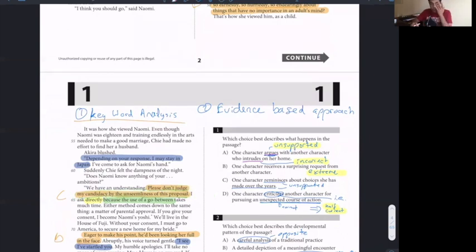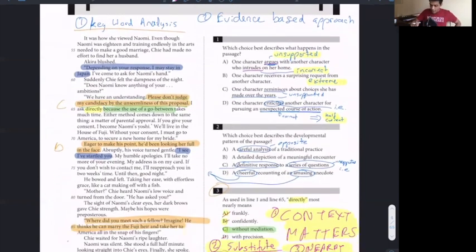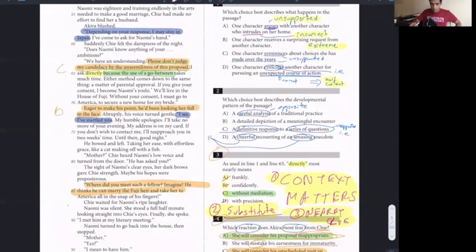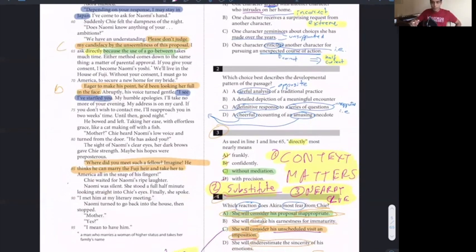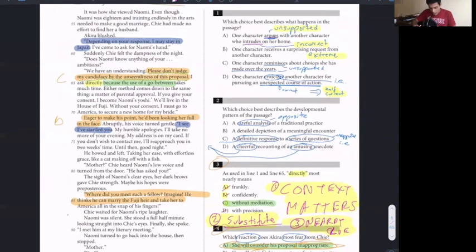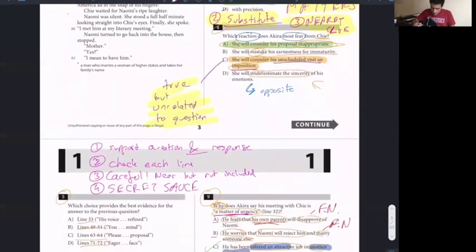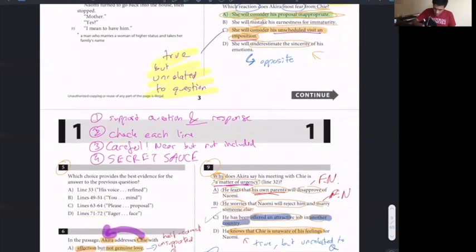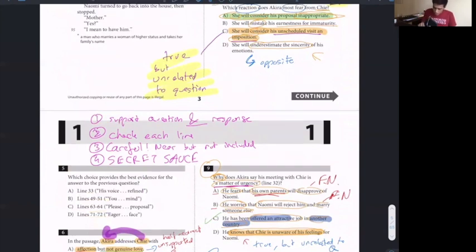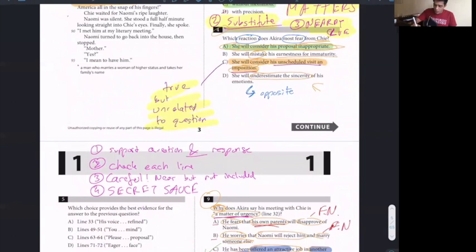Okay, so that's it, friends. This question is as simple as it gets. 3 steps: context matters, substitute, and nearby clues. That's all it takes. So let's do the second type of question, the second and last type of question in reading. Well, actually, second last. What's that type of question? It is the line evidence. So in this question, you're looking for the line evidence to answer question 4.